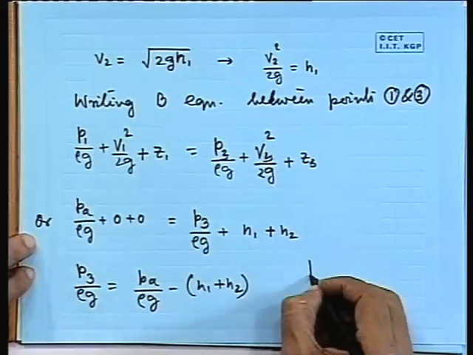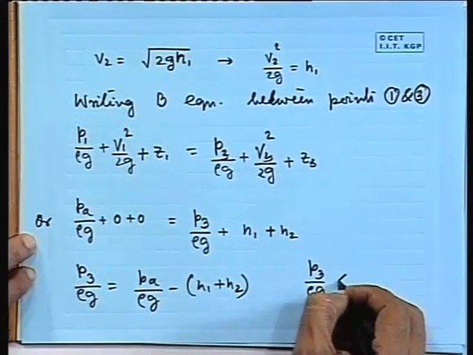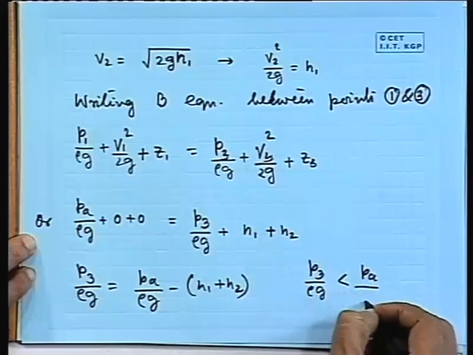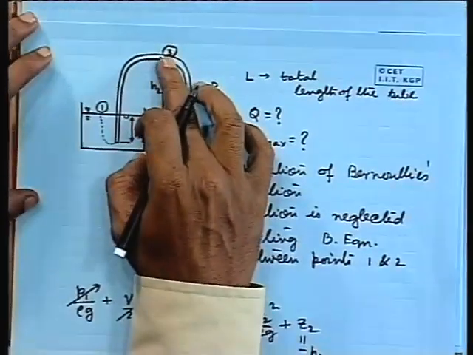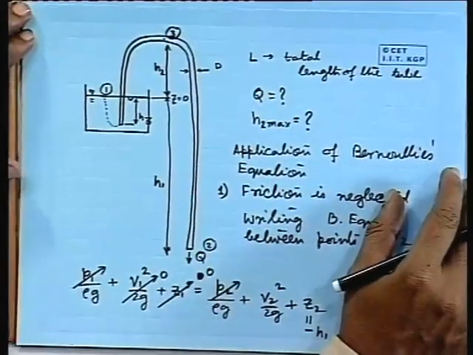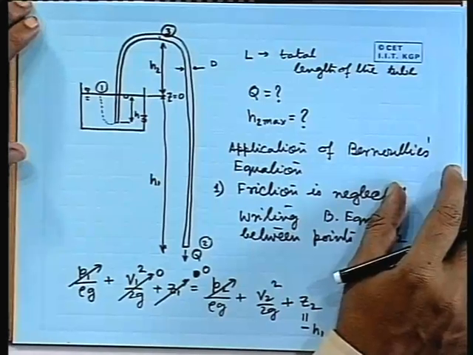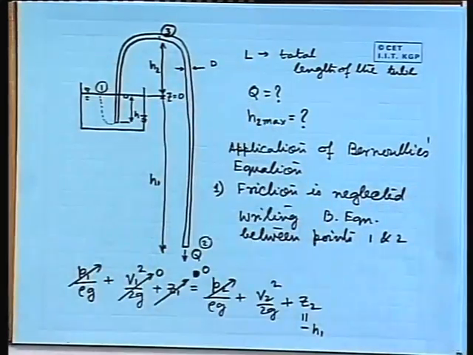So that means P3 by rho g is less than P atmosphere by rho g. So it is less than atmospheric pressure. Here we will have a pressure lower than the atmospheric pressure. That's why we have to suck the air first, and then the liquid goes up. Now, if I make H2 larger and larger, what will happen? It will be lesser and lesser compared to the atmospheric pressure, so every time it will not come.